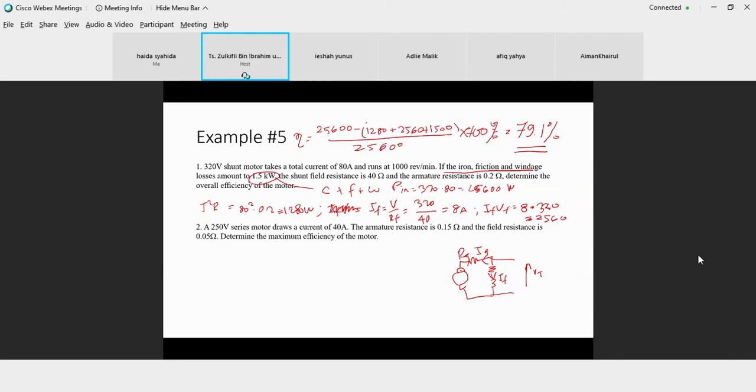So number 2, a series motor draws current. This is a series motor. The armature resistance of the motor is 0.15 ohms, and the field resistance is 0.05 ohms. Determine the maximum efficiency of the motor. So now it is given that you have the armature resistance and the field resistance. So here it is easy. Your P input is VI.